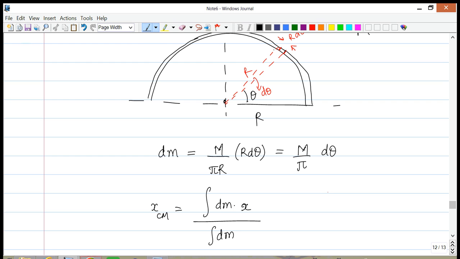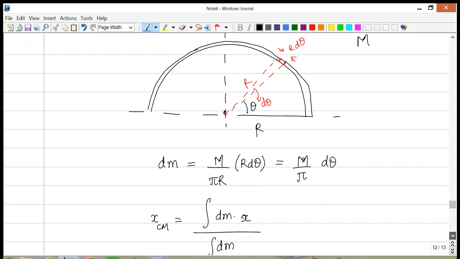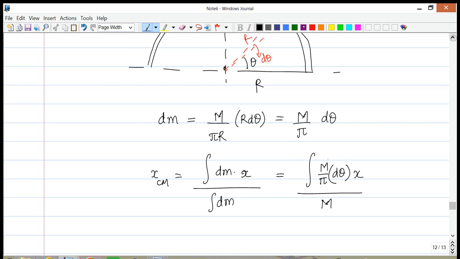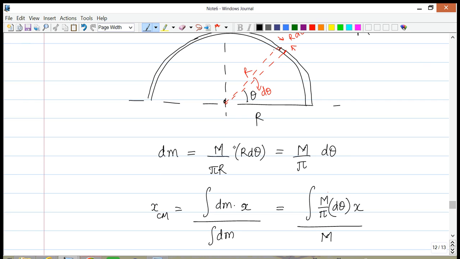Now let's figure out what x is in terms of theta. We're going to write dm first as m over pi times d theta, and I multiply that by x, and the integral of the bottom is simply the total mass m, so that just gets factored out. Alright, let us figure out what x is in terms of theta.